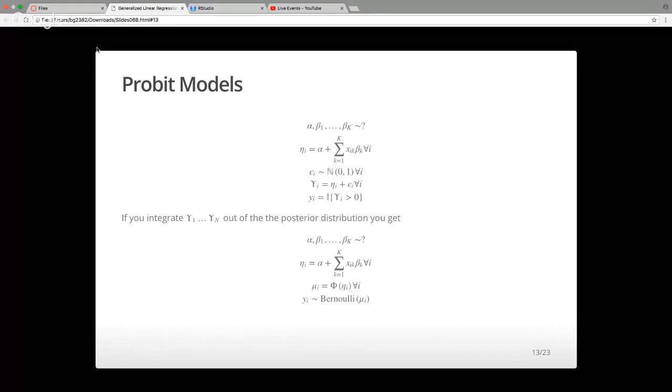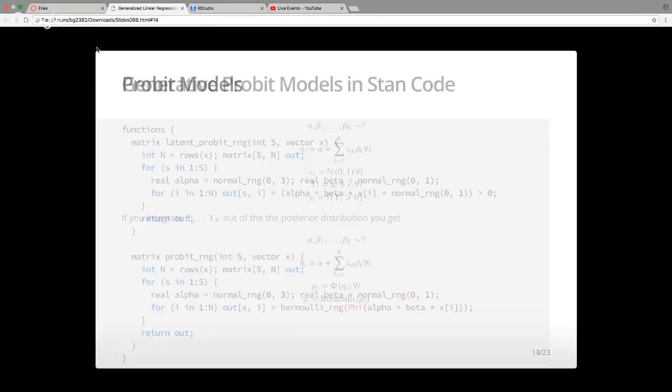All right, we talked about probit models briefly. These just use a normal distribution rather than a logistic distribution for the noise in the utility. Consequently, when you integrate out the upsilons, rather than getting the inverse logit link function that we got before, we get the probit inverse link function, which is just putting eta into the standard normal CDF in order to get mu, which is the probability of success under a Bernoulli model.